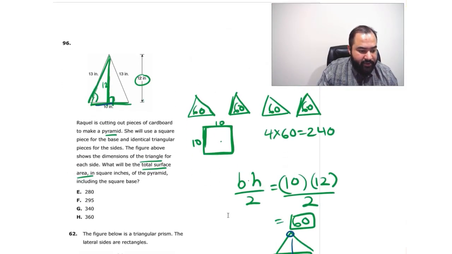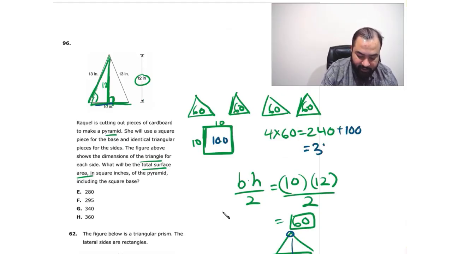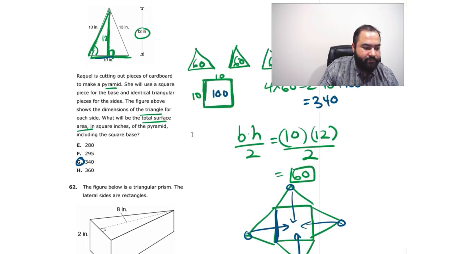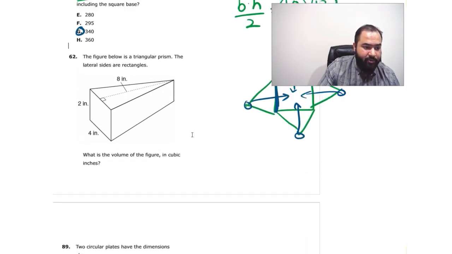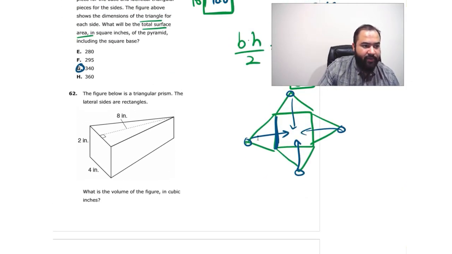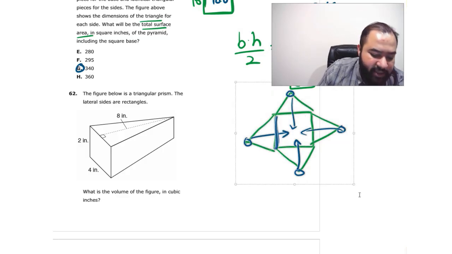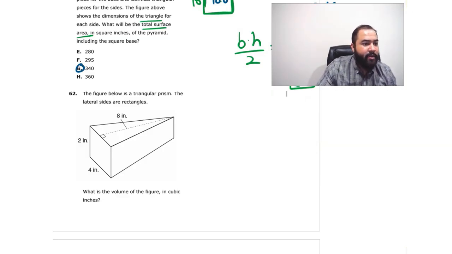So the area of the square will be 100, and now you add it with 240, so that's 340. Okay, so if you want to find the surface area, find the area of each shape, just add them. These questions are very important. They come on your test, so I'm giving you a brief explanation so you guys can study it before the test and get some help.